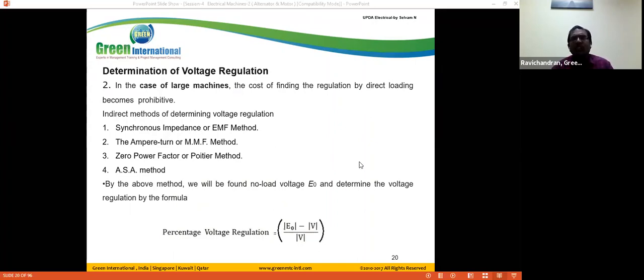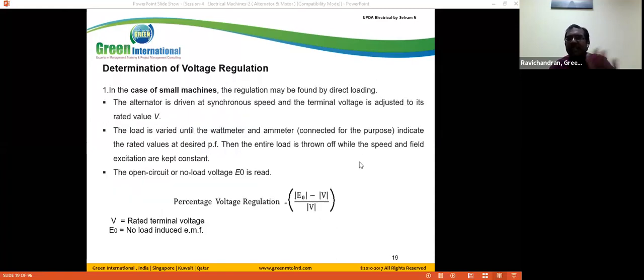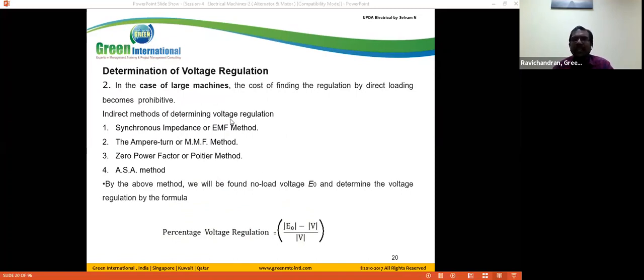For a smaller machine, we apply the direct method. We connect the direct load. For an alternator, we connect an electrical load. By changing that electrical load, we get different output voltages. If we are using a large machine, the terminal voltage we get from the nameplate details. But E naught, we get from the terminal voltage E, because it depends upon the power factor. So that's why we go for the indirect methods.